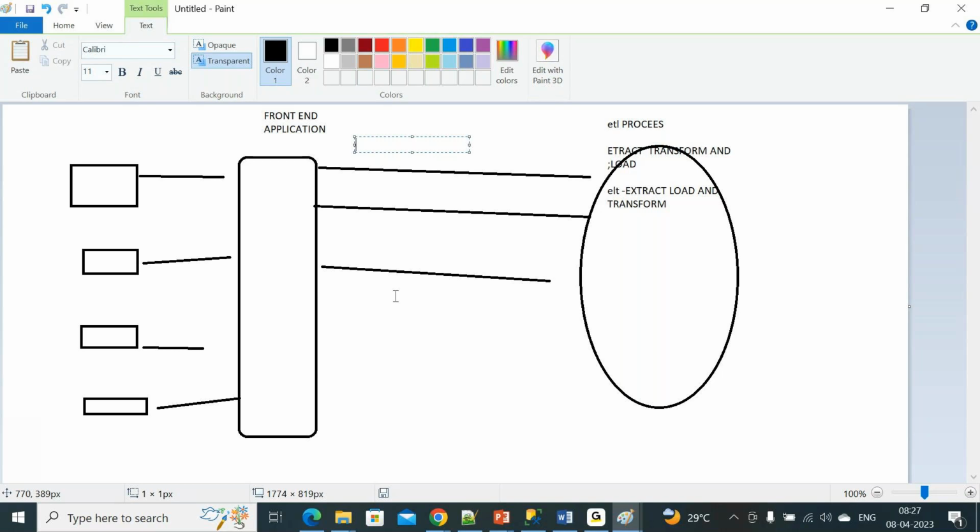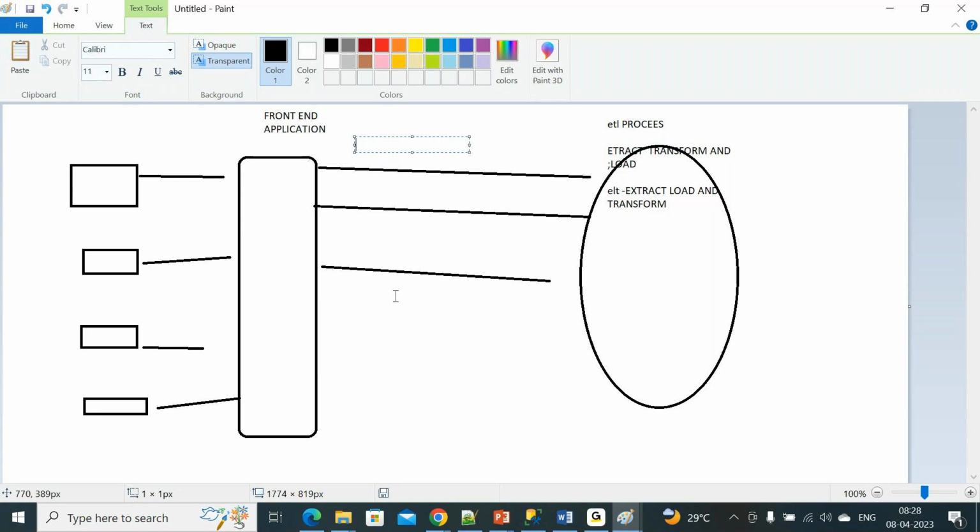For these things, as I said, we need something called the ETL process. This ETL process runs in the background for a business organization to perform analytics on the data they obtain from their front end applications. The people who perform this ETL process, earlier we used to call them BI developers. Now a new term has come into the market called data engineers.